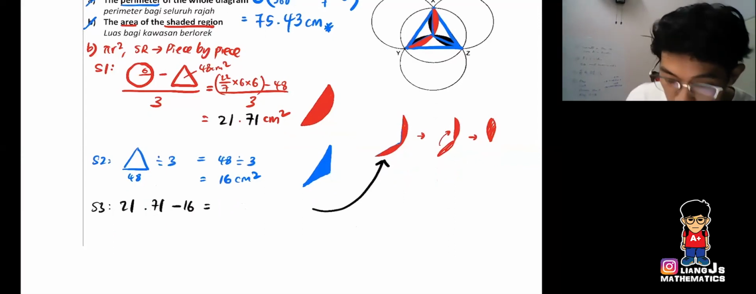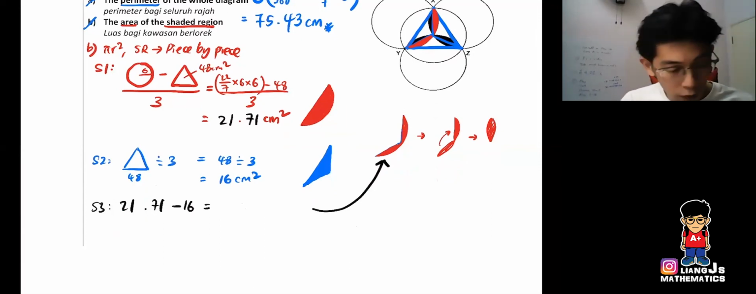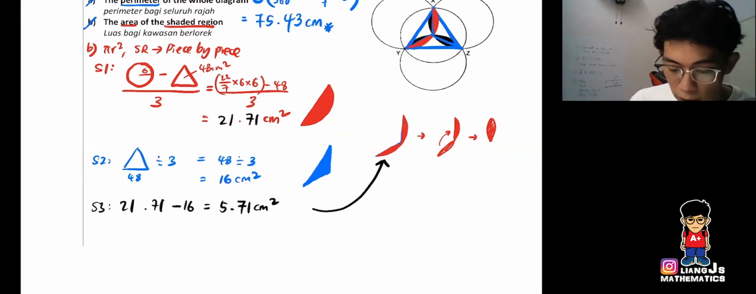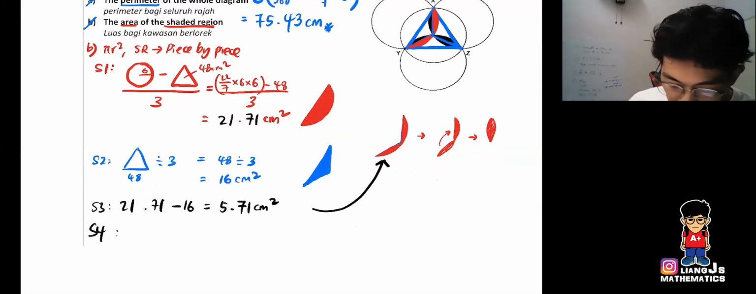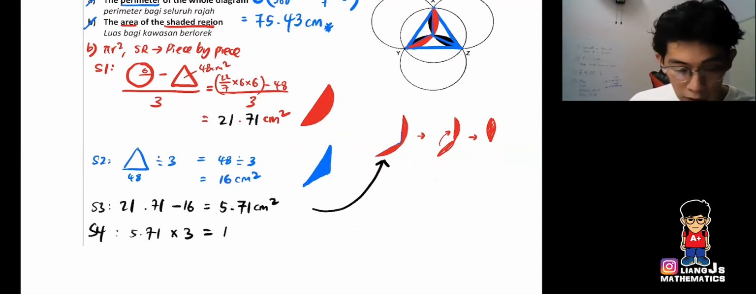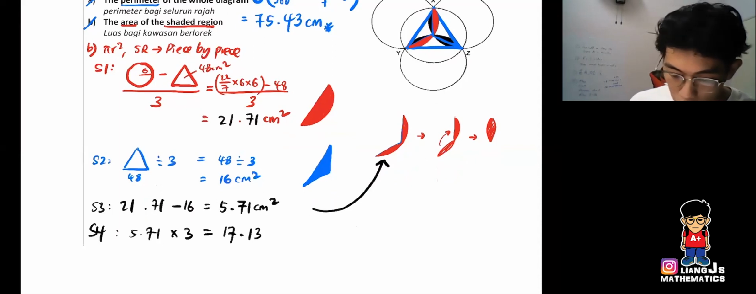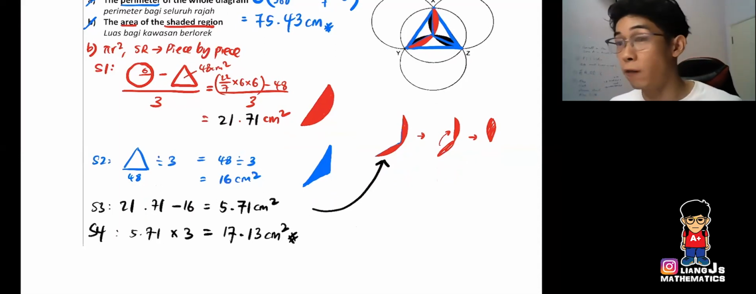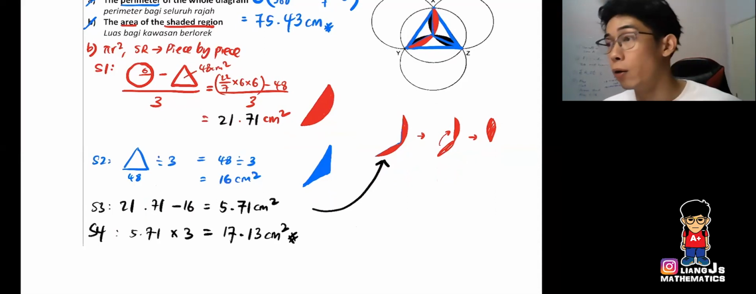I will be getting minus of 16, 5.71 cm squared. And then step 4, I'll be getting the answer 5.71 times with 3. And your answer being 17.13 cm squared. That's how you get the final answer. Okay, sorry on the error part.